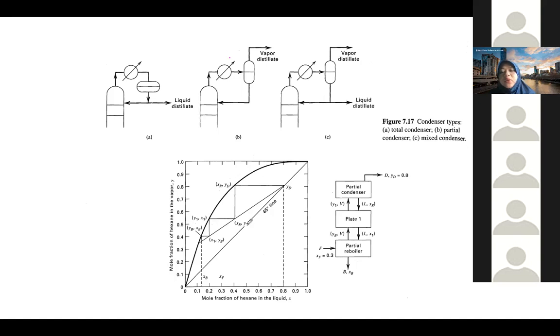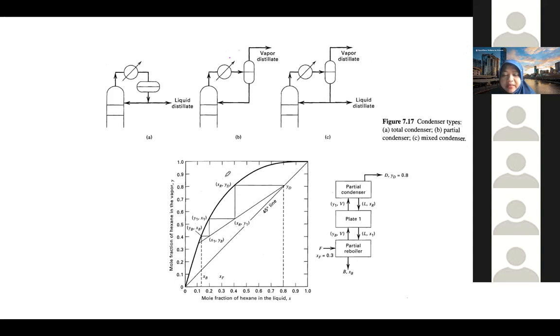I suggest that when you read the graph, you also sketch the distillation column to make sure that we know the point. For example, this is the XD, XD 0.8. It goes to the partial condenser, so then it will leave with XR. So this is the composition of XR.